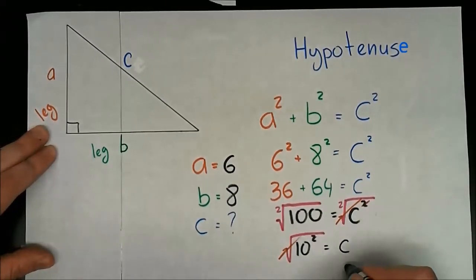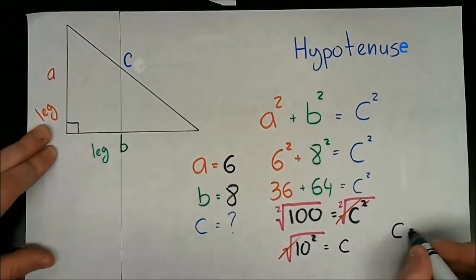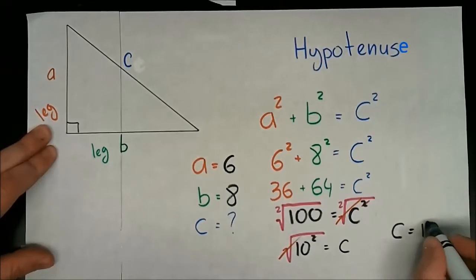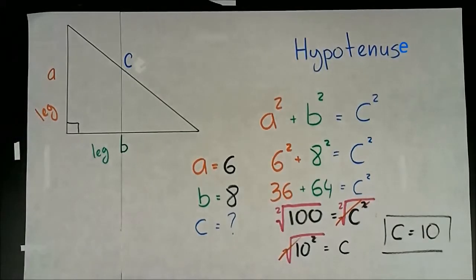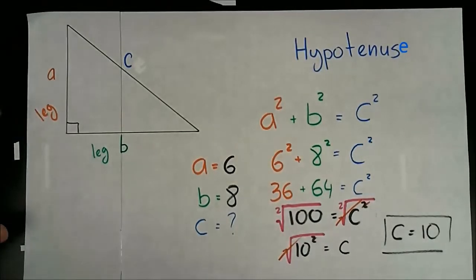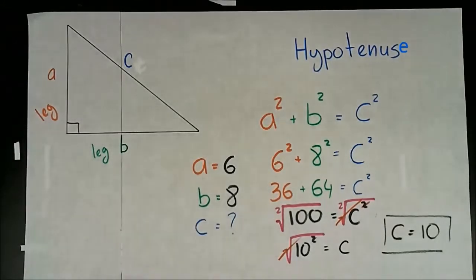So my C ends up equaling 10. And thus I found my missing side. That's all it was. Any questions on this explanation? Let's do a few problems for practice.